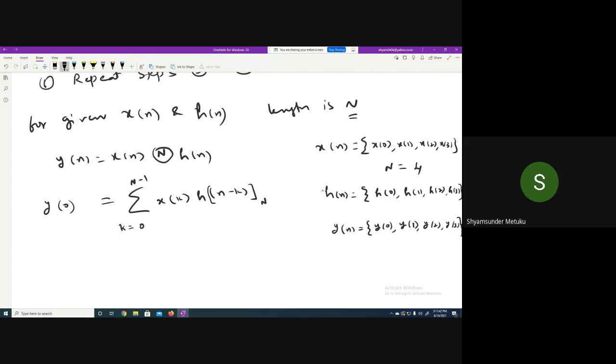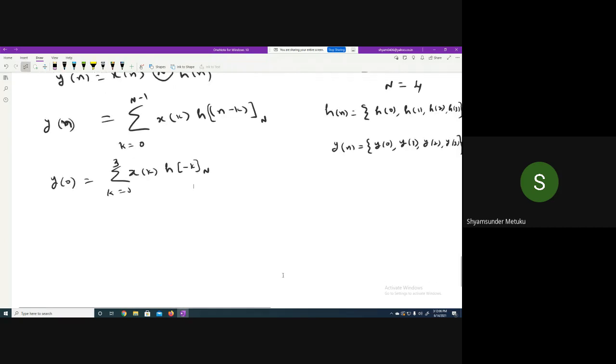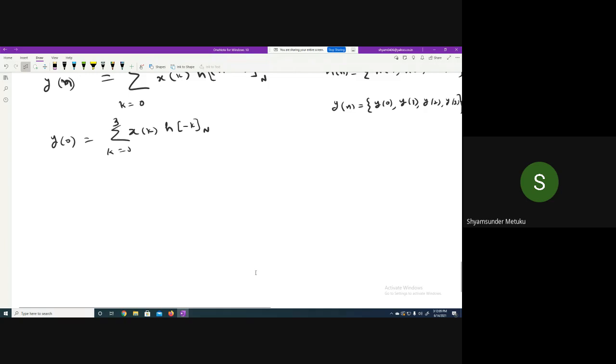Now can you tell me what the y of 0 equation is? Can you tell me what I am going to get? k is equal to 0 to 1, sorry, 0 to 3. Can I write this way? Because N equal to 4, N minus 1 is 3. So y of 0 is the sum of x of k, h of minus k. Is it okay? Correct or not?